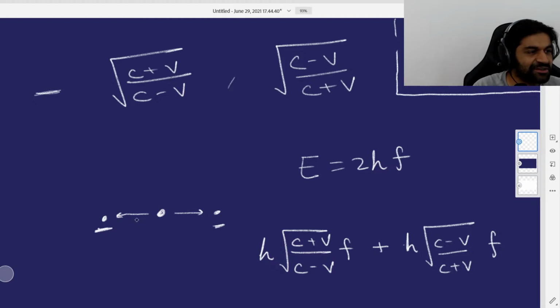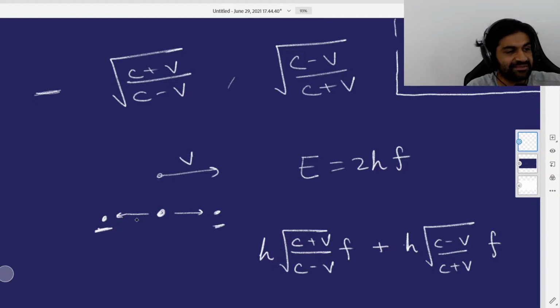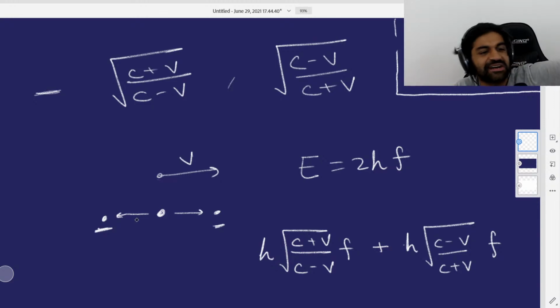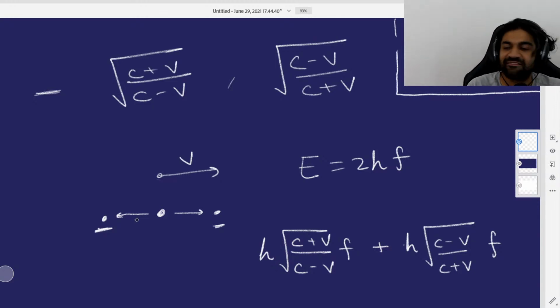So if I, the observer, am moving with some velocity v relative to this experiment, then I'm going to be moving towards one of the photons and away from the other photon. So if I measure the energy here, it's going to be h times the square root of (c plus v) over (c minus v) times f, plus h times the square root of (c minus v) over (c plus v) times f. Hopefully that makes sense based on our discussion of the Doppler effect.